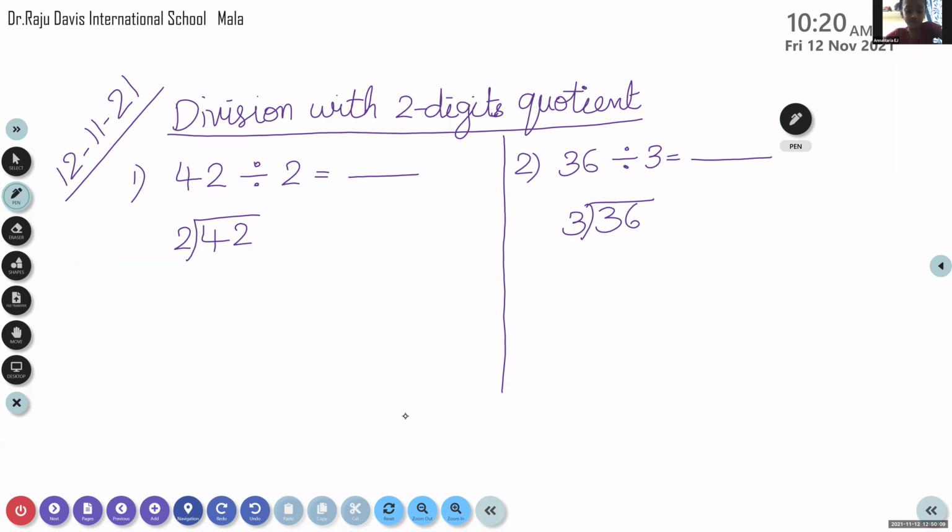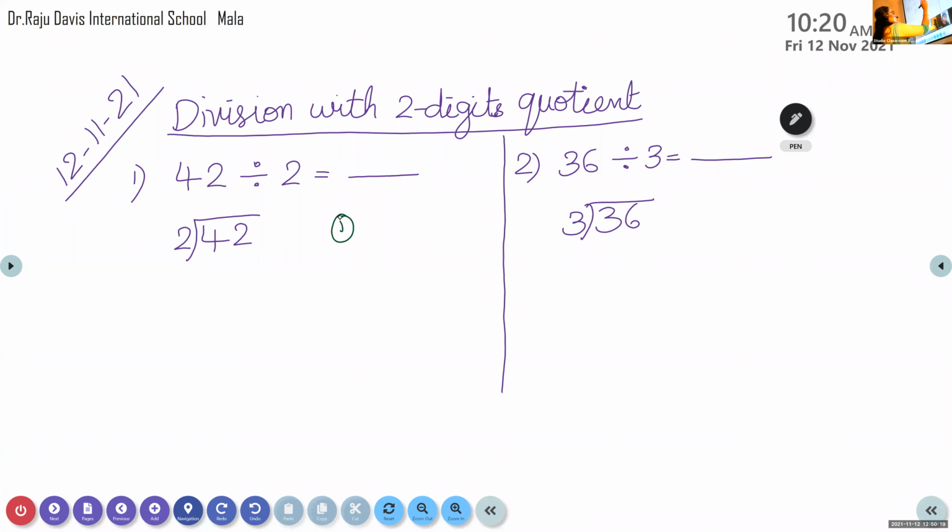I'm starting with you. 42 divided by 2. What is the first step to be done here? To compare 4 and 2. Yes, the first digit of the dividend and the divisor are to be compared. What will be the symbol over there? Greater than. 4 is greater than 2. So you have to solve. Don't put 0, you have to solve over there.